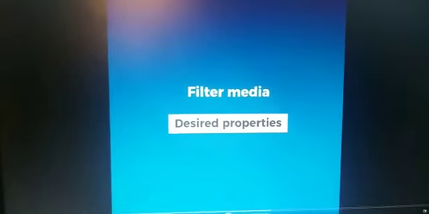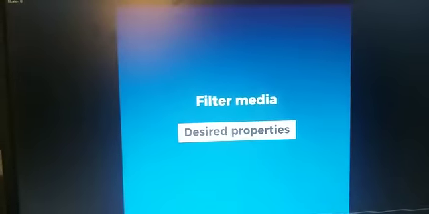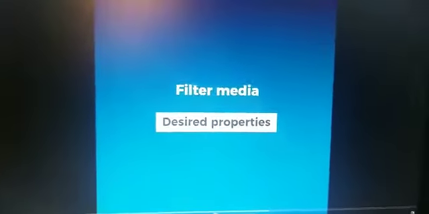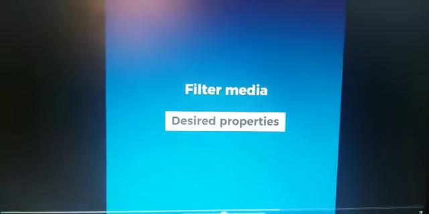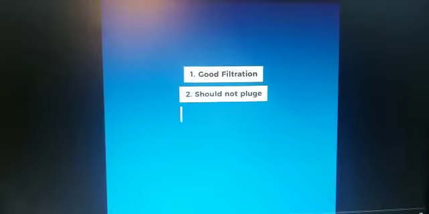Next is the resistance of the cake. As the resistance increases, the rate of filtration decreases. Next is filter media and its desired properties. Filter media is used to separate the solids from the slurry and the solids are generally deposited on the filter media. So which are the essential desired properties for any good filter media?